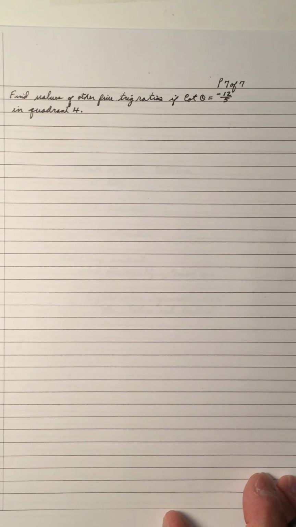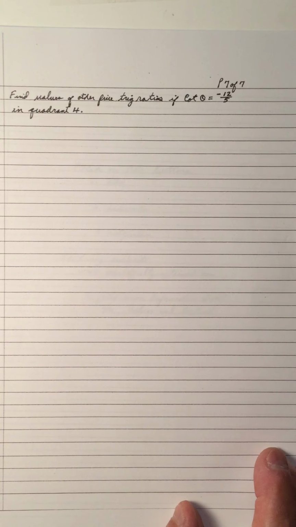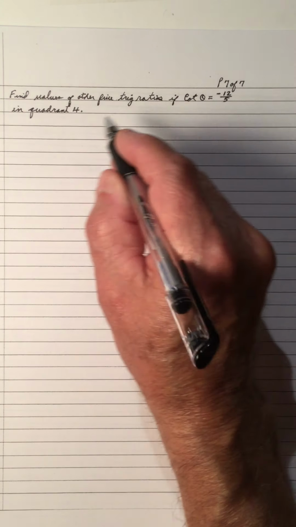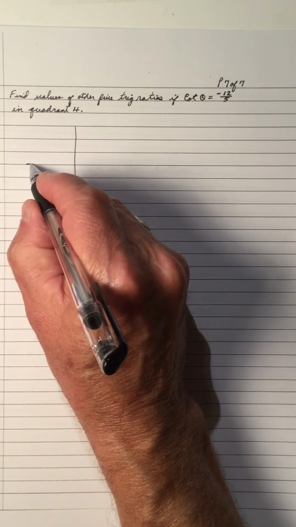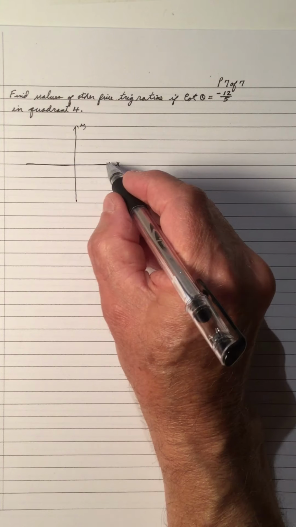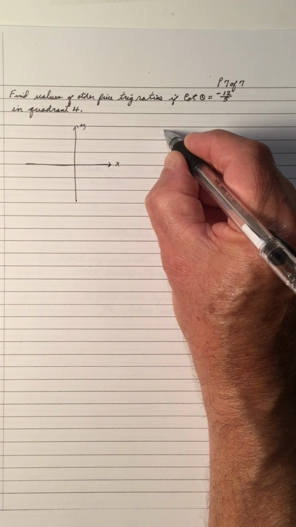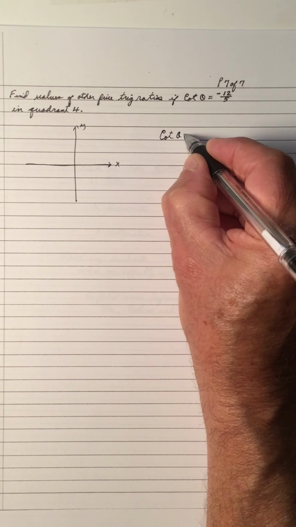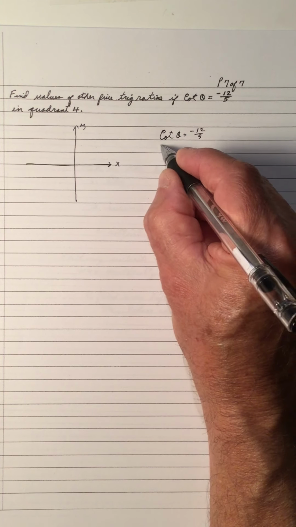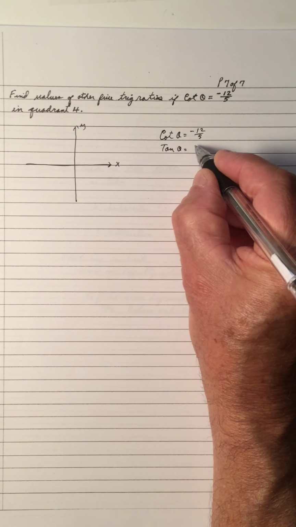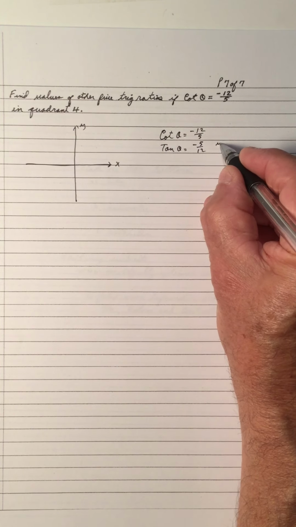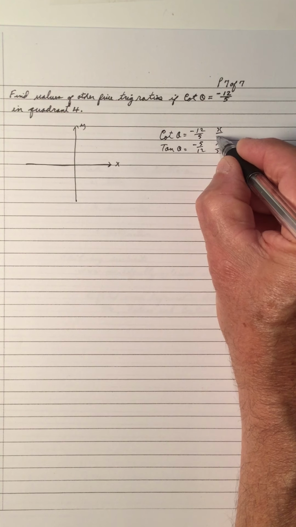And the final one on this, we have page 7. Find the value of the other 5 trig ratios if cot theta is negative 12 over 5 in quadrant 4. Again, always good to draw a diagram. X and y. We're in quadrant 4, and we have cot. So cot theta is negative 12 over 5. Well, we can get tan first. Tan is negative 5 over 12. So tan is the y over the x, and cot is the x over the y.